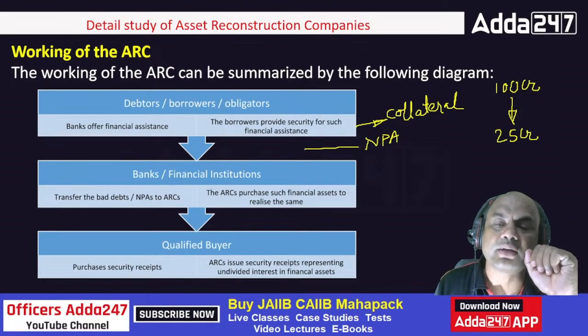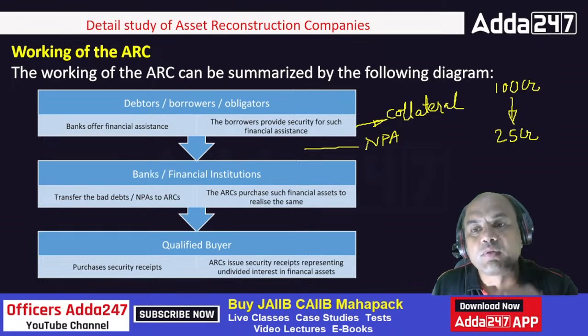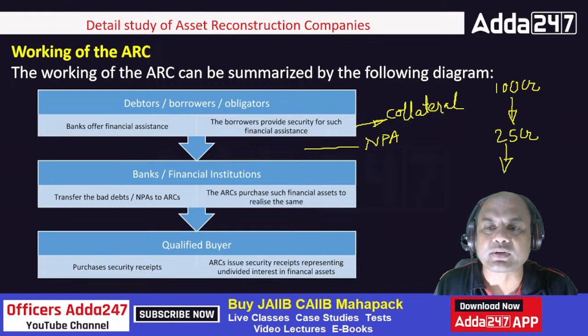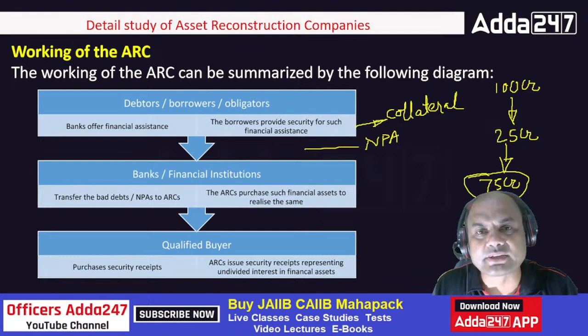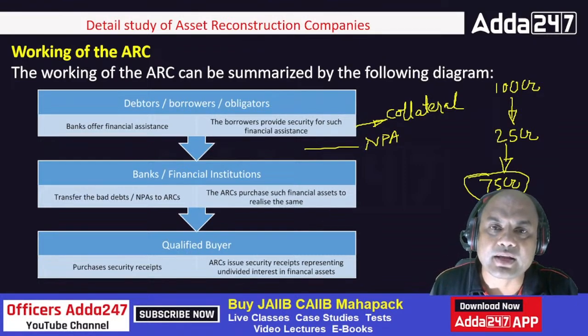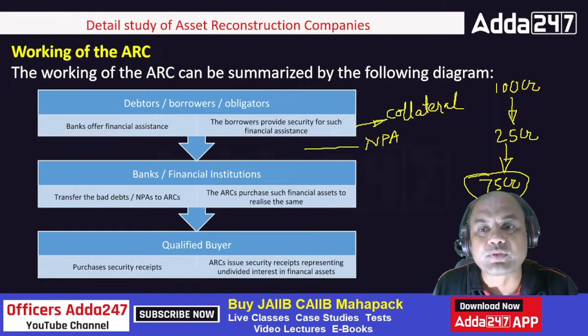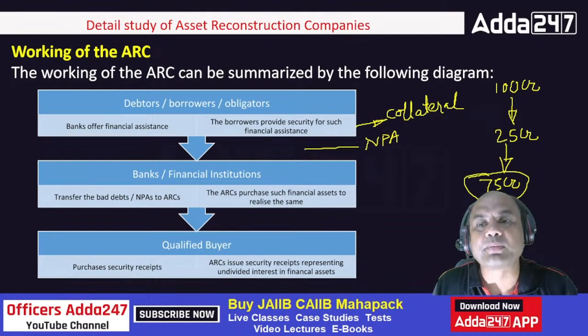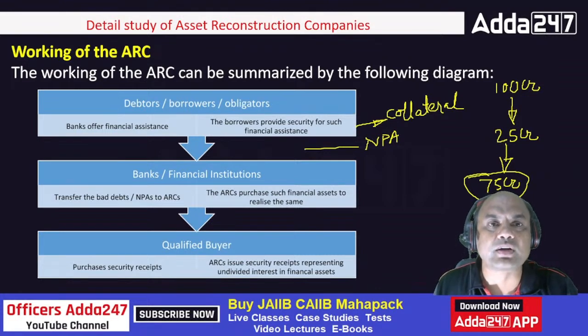So what will ARC do? ARC will have two methods. One, it will try to recover this 100 crores from that customer. Now imagine even if out of this 100 crores it recovers only 75 crores, it is still a benefit for this ARC because it had purchased it at 25 and has realized the value of 75. So 50 crores it has earned. ARC will be happy in this. Bank is happy because the headache of this loan has gone out.